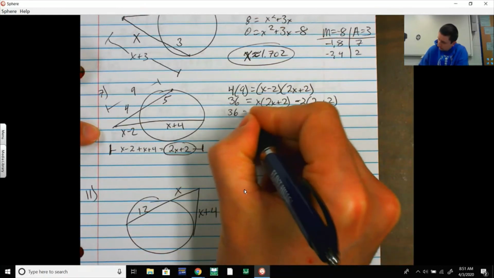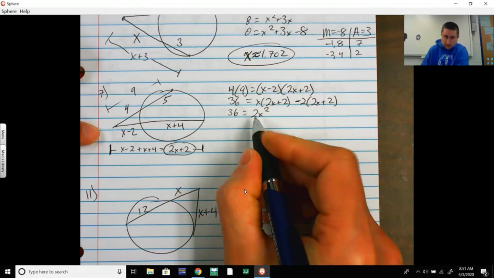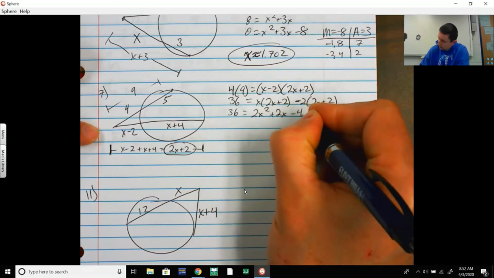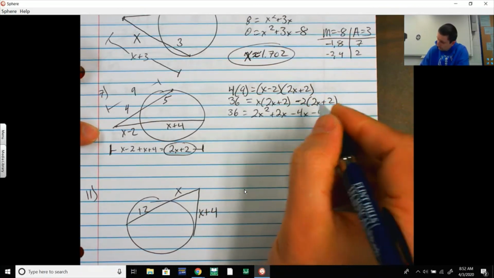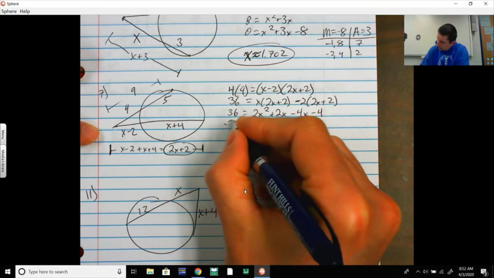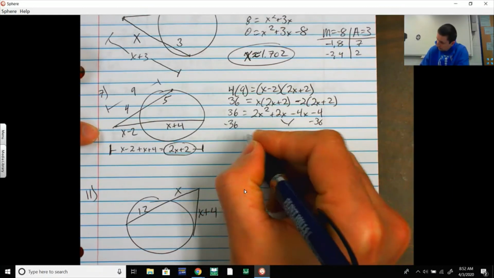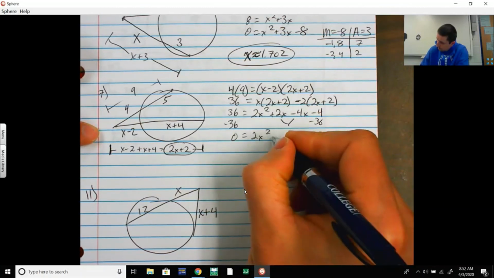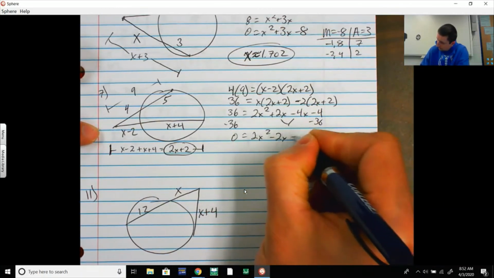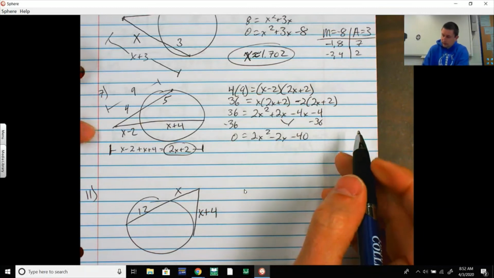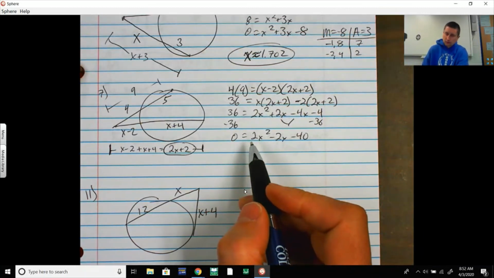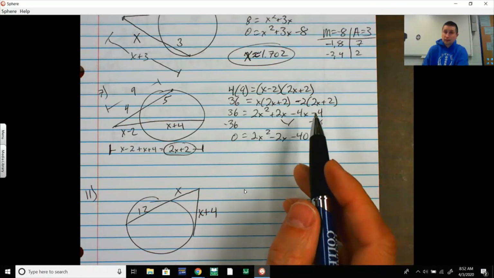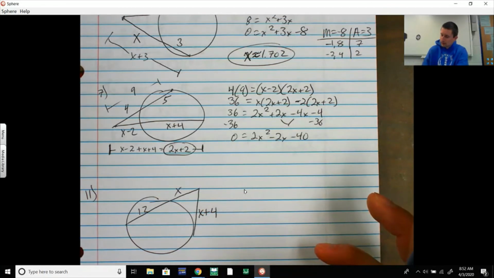So 36 equals 2x squared. That's a little different. Now we have 2x squared plus 2x minus 4x minus 4. So combine those together. Let's minus the 36 over. We get 0 equals 2x squared minus 2x minus 40. So this one's different in that we have a 2 in front. So we can't immediately take our shortcut and find our answers. The graph will work. Yay for graphing.